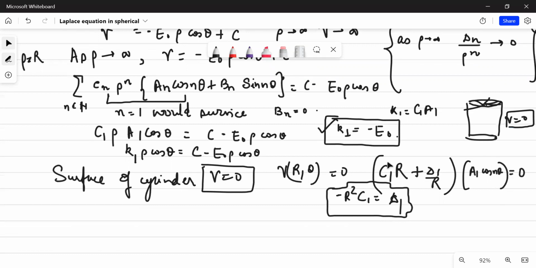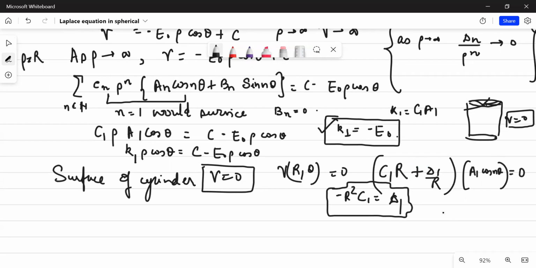Okay, had I not taken n equal to 1, had I taken n in general, this would be Cn R^n plus Dn R^-n. Again, that would be 0, but I already know that all other Cn's are 0. So if all other Cn's are 0, then all Dn's would be 0. Is that clear? We compared this earlier, and we know that only C1 exists.